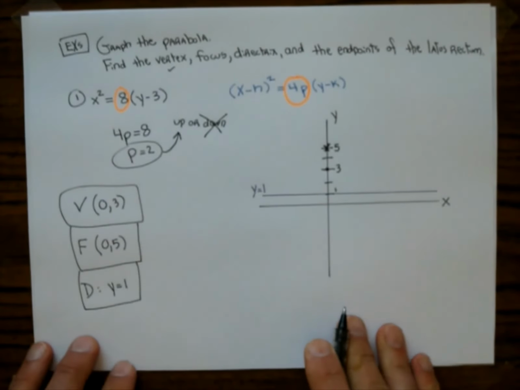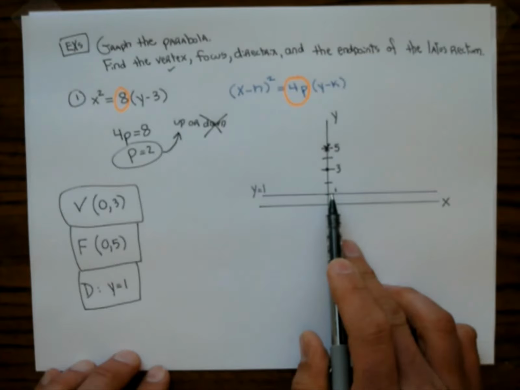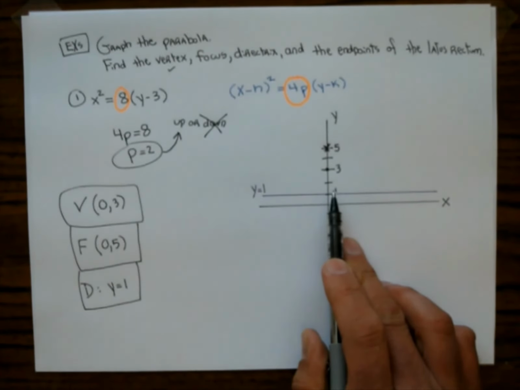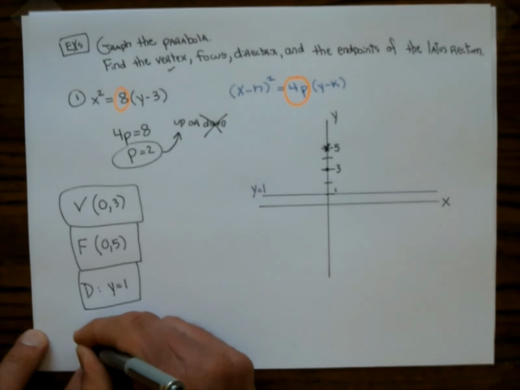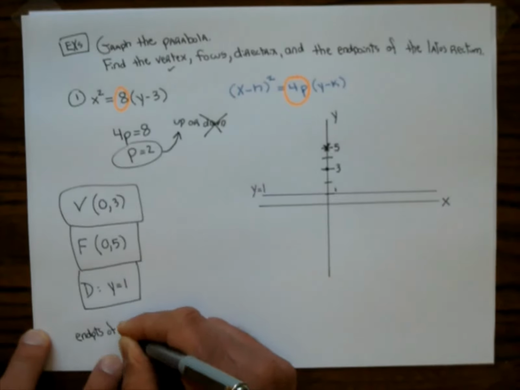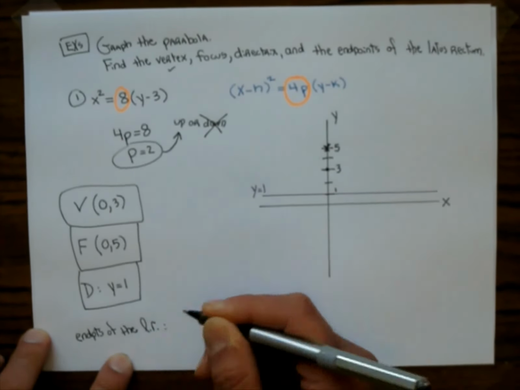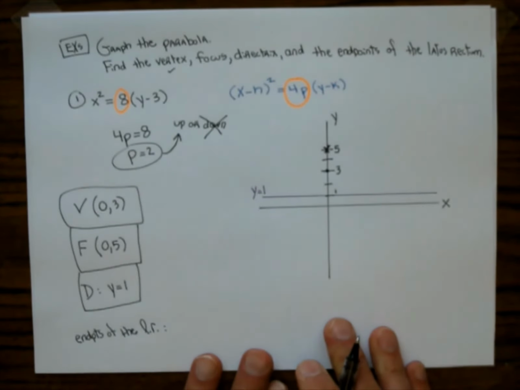So I know what you're thinking. We already had a few parabolas that look like this. Let's go ahead and graph it. Before we graph it, we're going to try to find the endpoints of the latus rectum. Okay? So how are we going to do that?